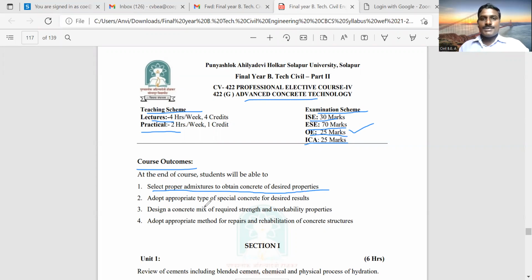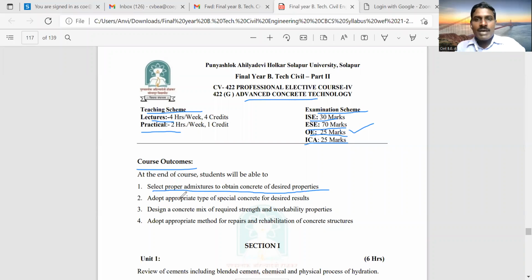See, you have learned the various grades of concrete: M10, M15, M20, M25, M30. But when we go beyond M25, we have to use mix design, and if we use mix design for making concrete, at that time we have to use admixtures to obtain the strength of concrete. So, select proper admixture.